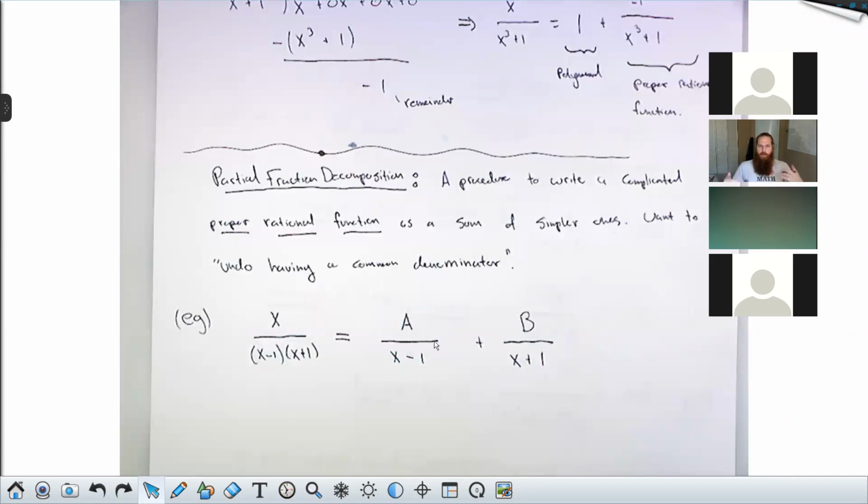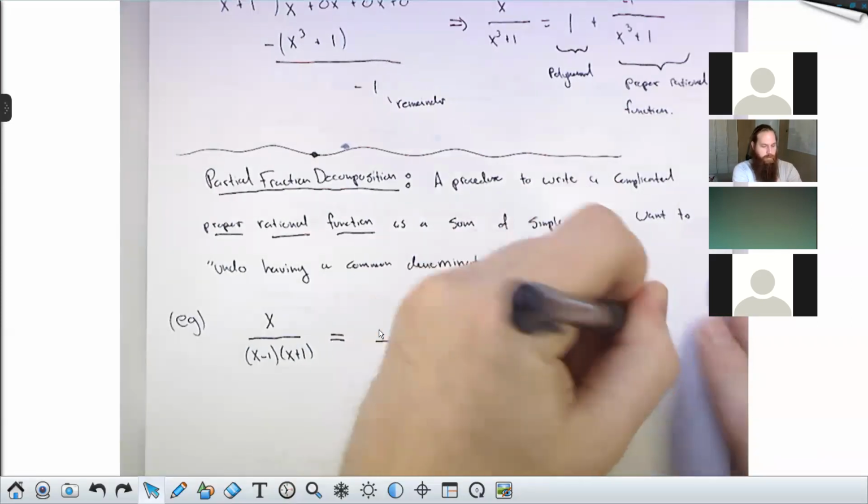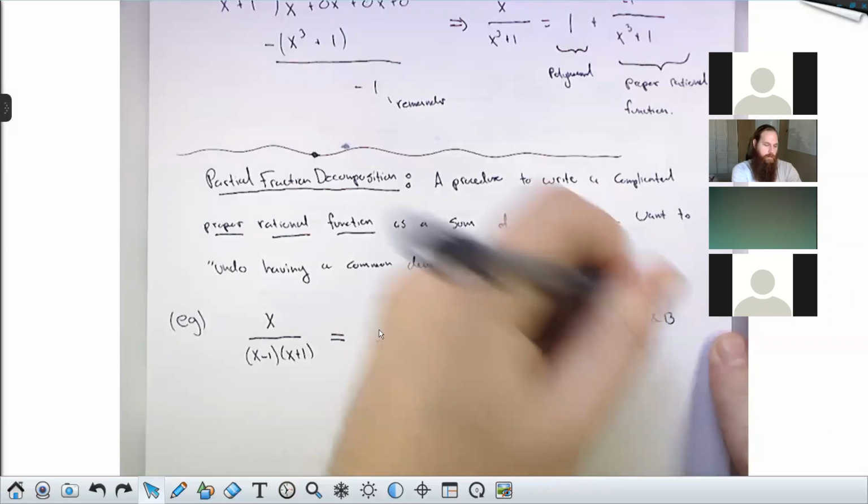The kind of large-scale picture here is beginning with something that looks like this. You have to ask, what sort of things like this could you have added up to get it? And as long as the factors of the denominator are nice and simple, then the setup will always look something like this, which is relatively simple. So we want to find A and B to make this true.